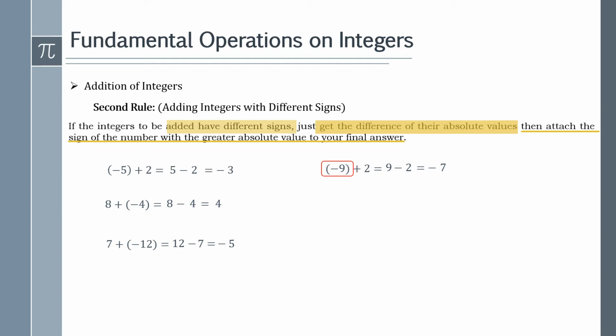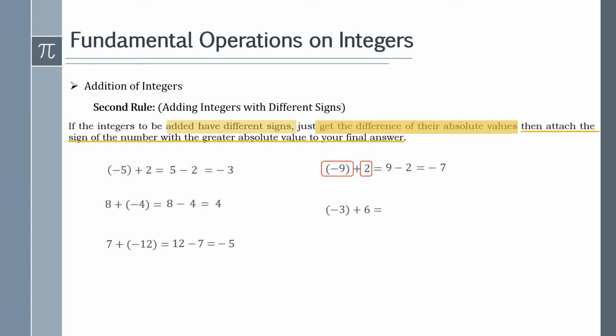So, sa madaling sabi class, when you add integers na magkaiba yung signs nila, ang gagawin mo is isa-subtract mo sila. Ima-minus mo sila. Tapos, kukopyahin mo this time yung sign ng mas malaking absolute value. Okay? Ganun lang mag-add ng integers if hindi sila magkapareho ng sign.